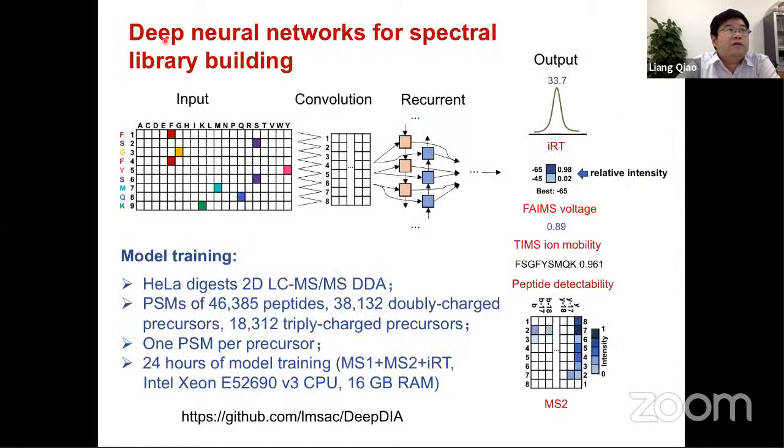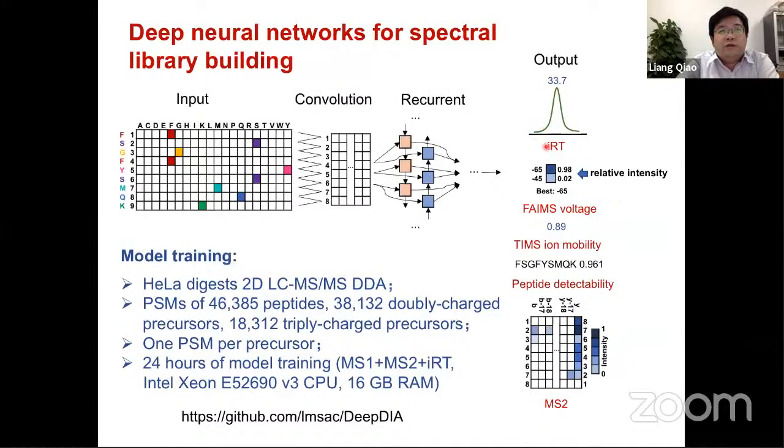So this is the deep neural network we use for the spectral library building. We have the input part, which can convert the peptide sequence into a two-dimensional matrix. For each column, we have an amino acid, and for each row, we have a position of the amino acid in the peptide. For instance, here the first amino acid is an F, so we fill this cell with 1 and we leave the others as 0 to convert the sequence into the matrix. And then we have the convolutional neural network and the recurrent neural network. And at the end, we have the output.